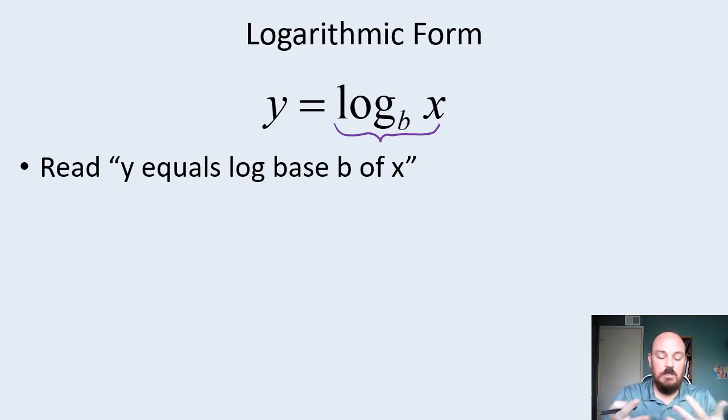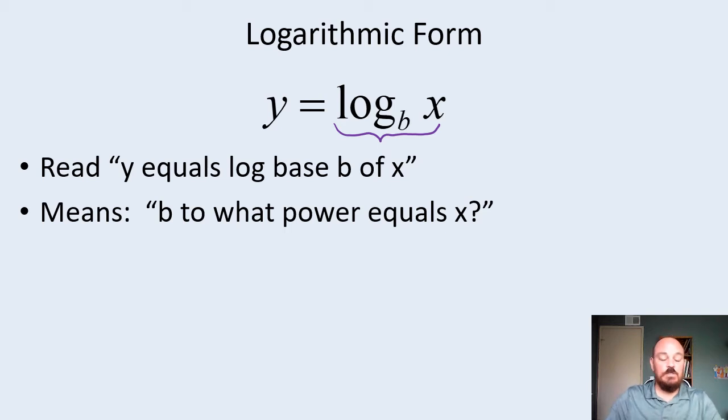And I really want you guys to know that. I want you to be saying it right. Even if you're not saying it to somebody, if you're just reading it in your head, it's a good habit to start saying it right in your mind when you're reading it. So it's not log of b of x or log of b times x or anything like that. It's log base b of x.